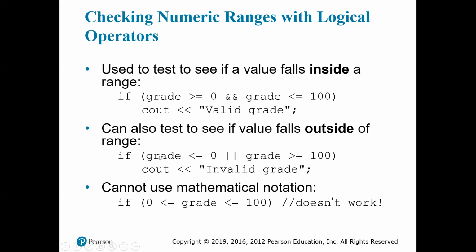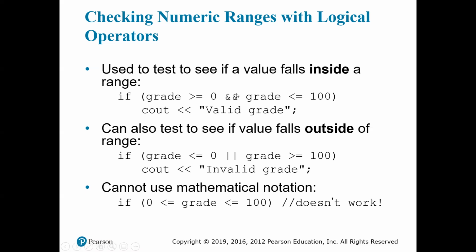And then if you're trying to do a grade that's invalid, you use or. So like, for example, grade is less than or equal to 0 or grade is greater than or equal to 100. So if you put like 500, that would be out of range. That would be outside of this. If you put a negative number, that would be outside of range. So ors are great for doing invalid things that are out of range.